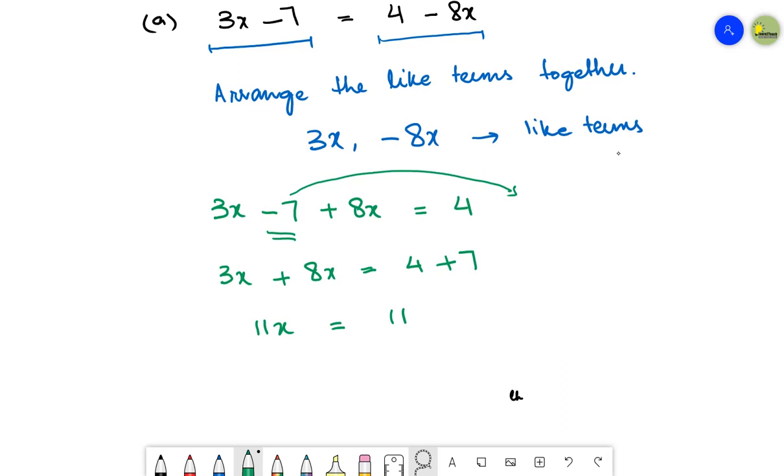So first of all, a very important thing that you need to do is arrange the like terms together. You have to move the like terms to one side of the equation, and then you can solve the like terms together. Now 11x equals 11.